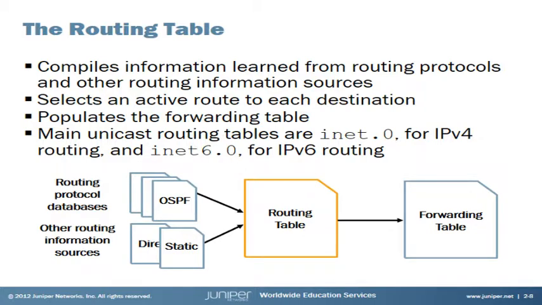The routing table is information learned from routing protocols and other routing information sources, like static routes, for example, would be another source. What's another source of routing information? Anybody got any ideas? Another source of routing information besides routing protocols? Static routes, and we've got static. What's this word you think is hiding behind static here? It starts with DIR. What might that be?